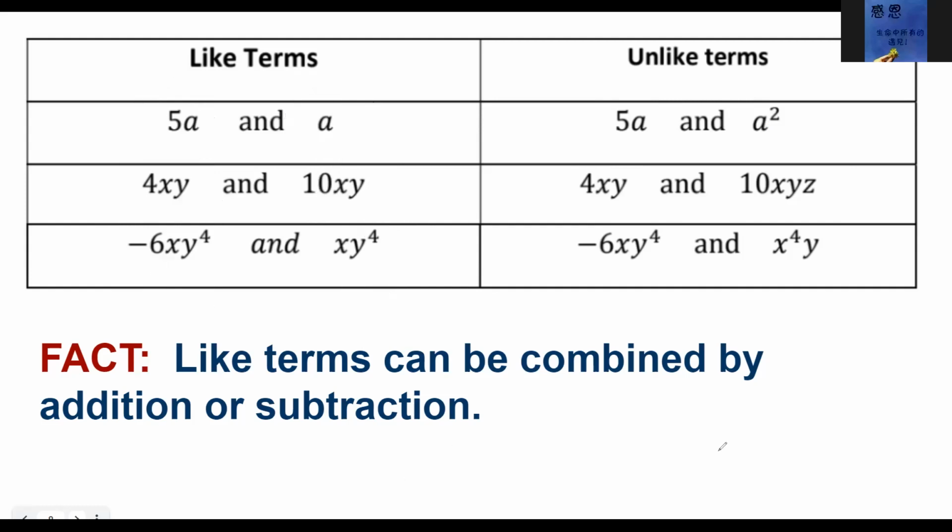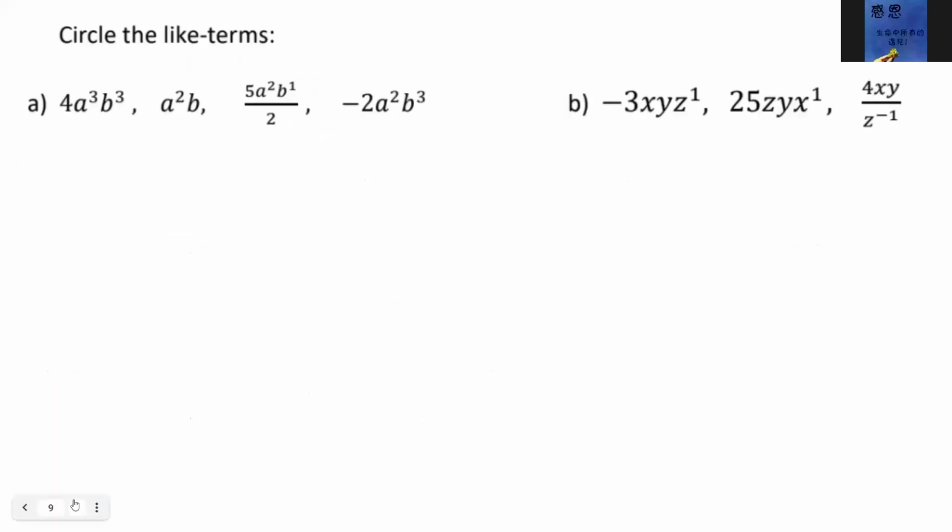And then who was it? Was it Ellen? Who was it that said we can combine like terms by adding and subtracting, that sort of idea? I think that was me. Alan, was it you? Yeah, and that's exactly right.